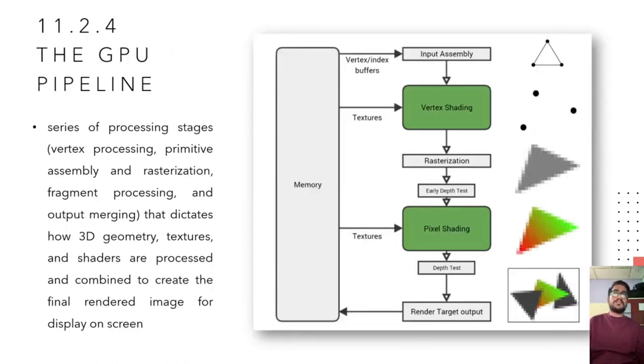Next is the GPU pipeline. This is where all the processing, assembly, and rasterization happen, which helps create the final output of the 3D geometry and texture. Also all the shaders and everything that's being outputted by the GPU. So this is where it happens.